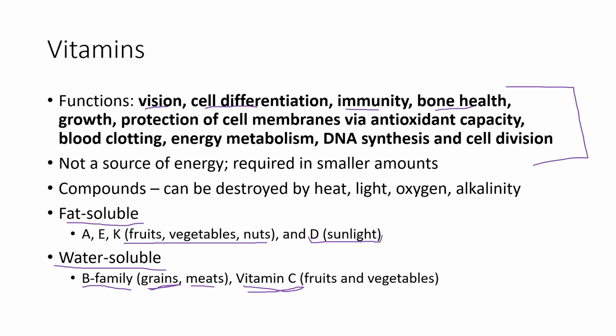So heat, light, oxygen. If you cut something out of the garden and leave it on the countertop, you've damaged the plant tissue, and the part that you damaged by cutting is now being exposed to oxygen. So we see some loss of vitamin content that way. And also alkalinity, so different acidic or basic environments can change the vitamin composition of our foods.